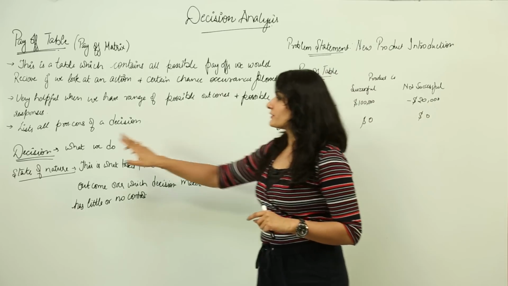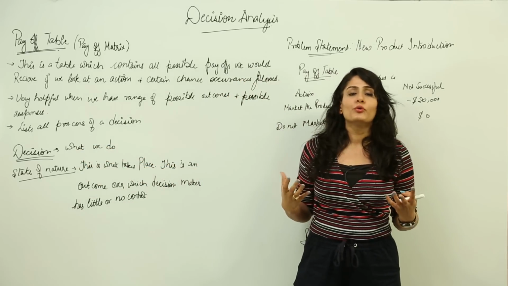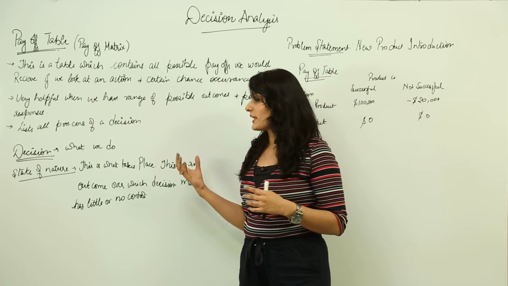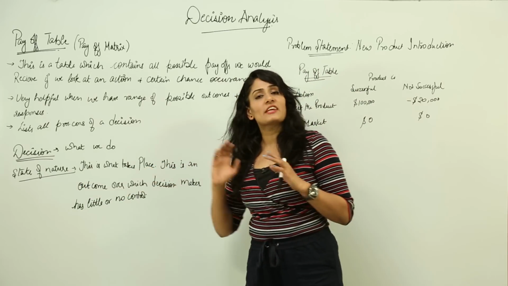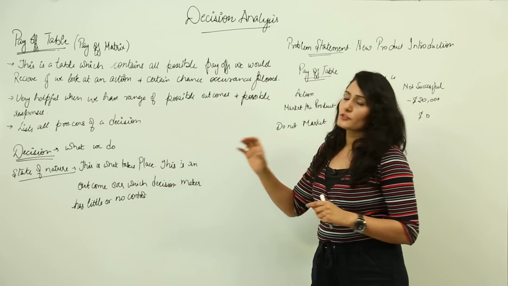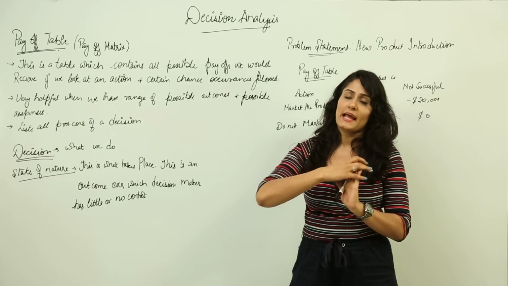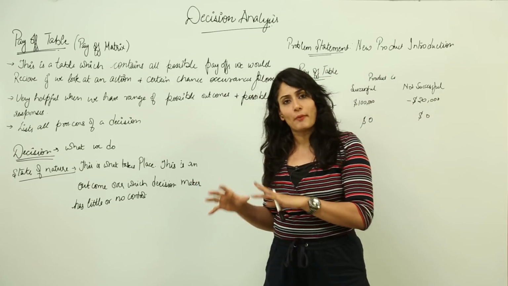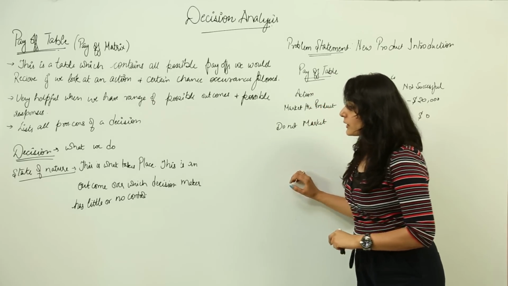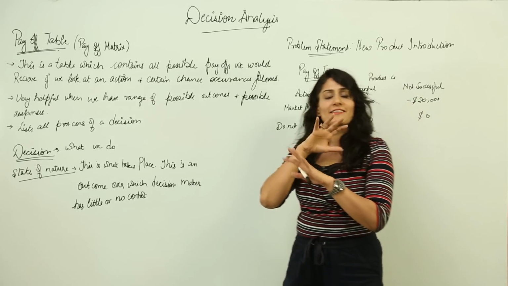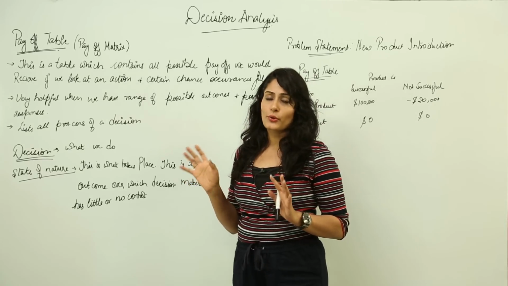Another term is a decision, that is, what we do. I have already discussed this in decision analysis. And then there is the state of nature. This is what takes place whenever we take an action; the state of nature plays its part. It is an outcome over which a decision maker has little or no control, right.